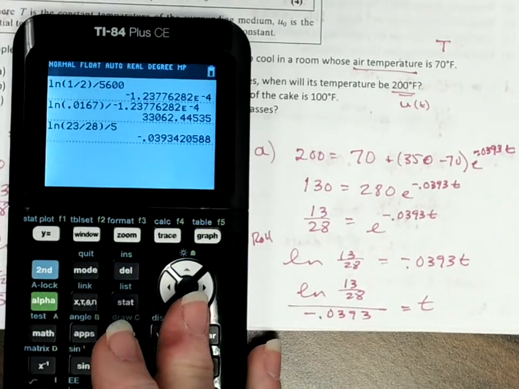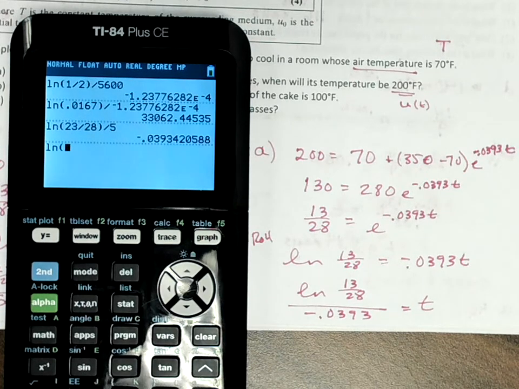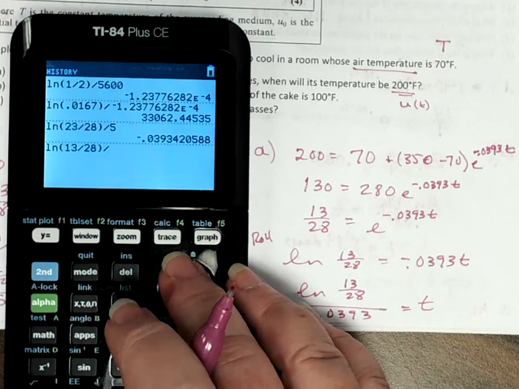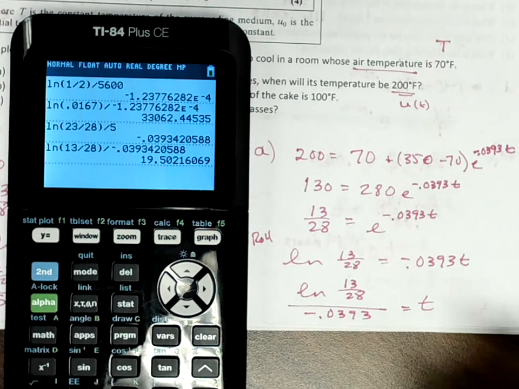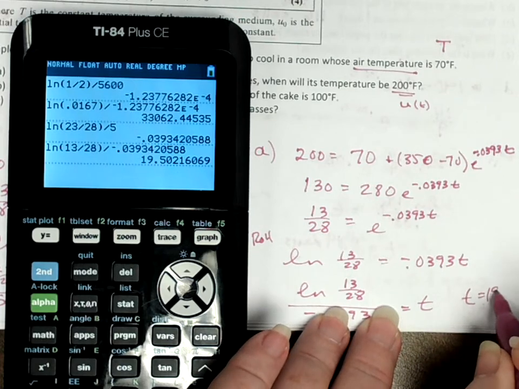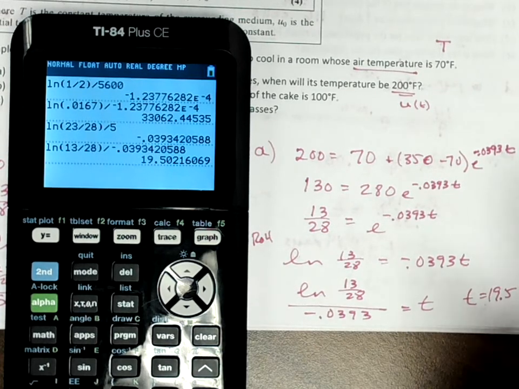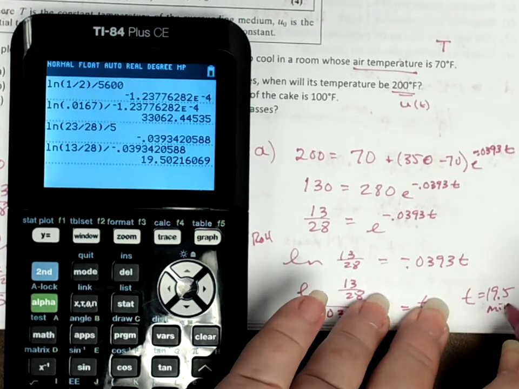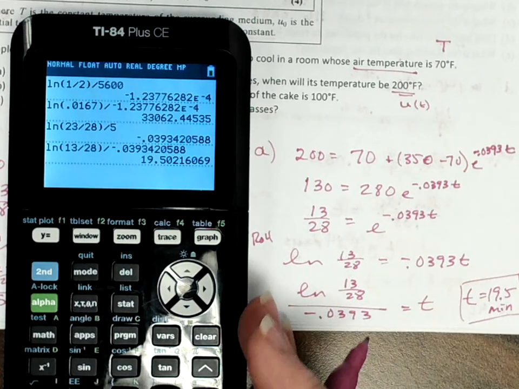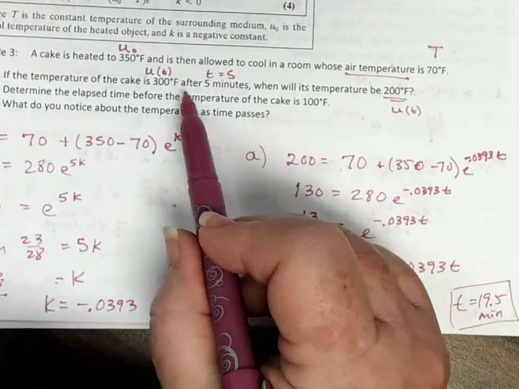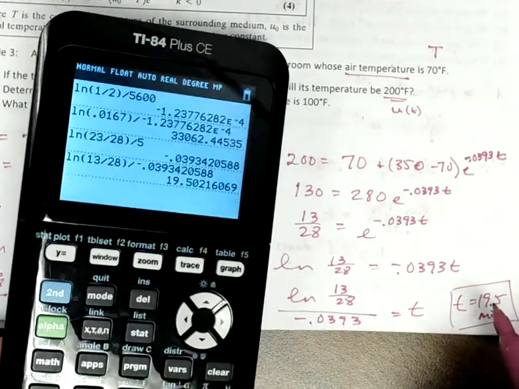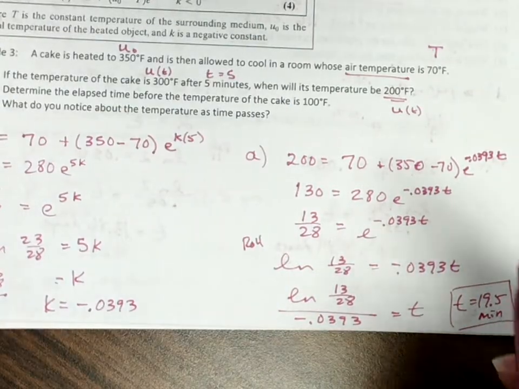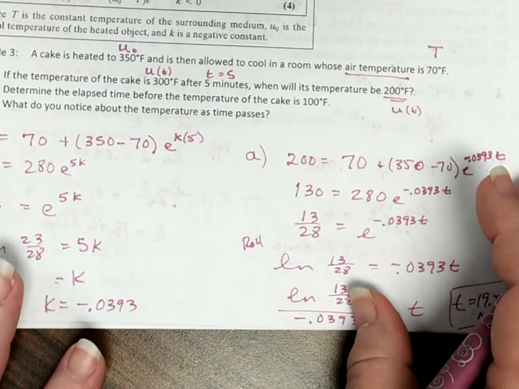So I'm going to type this in, the natural log of 13/28 divided by, scroll up and capture, and it's going to take approximately 19 and a half minutes. And how do I know that it's minutes? Because the problem said 5 minutes, right? And so 19 and a half minutes to cool it to 200 degrees.